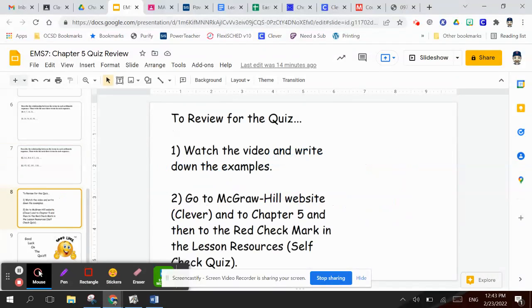Remember, just to review for the quiz, watch the video, write down the examples, go to the McGraw-Hill website, which is on Clever, go to chapter 5, and then go to the red check mark in the lesson resources, and that's a self-check quiz. There are 5 questions for each quiz there. I would do lessons 1, 2, 3, and 4, just as a little extra practice.